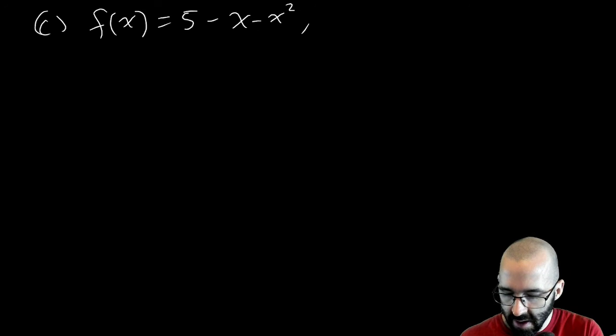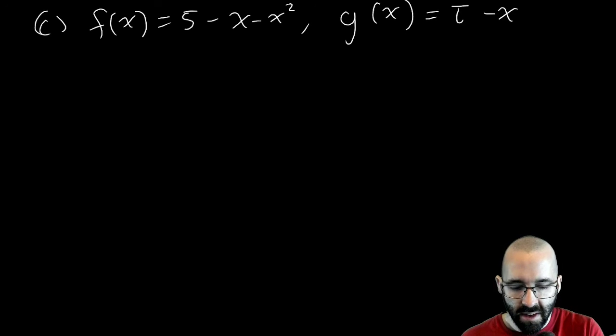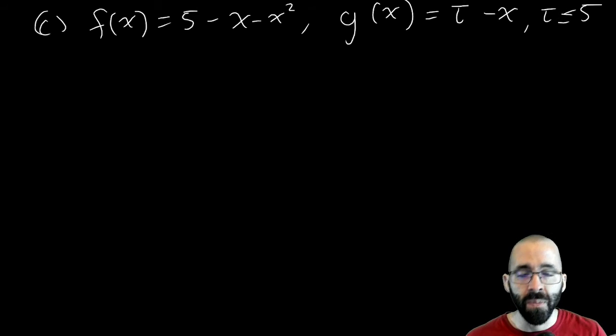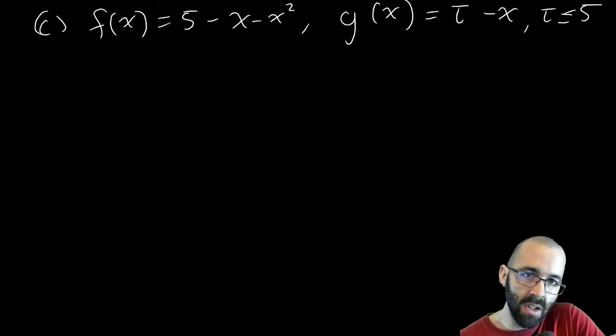Now let's do a more interesting problem, shall we? Find the area between f, the same f, but a slightly different g. t is less than or equal to 5. So now instead of knowing what g is exactly, I'm saying g is some line. g is some line with a -1 slope. But I'm saying do this for any y-intercept less than or equal to 5.